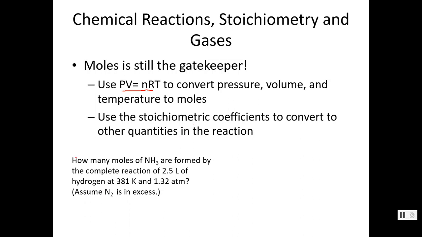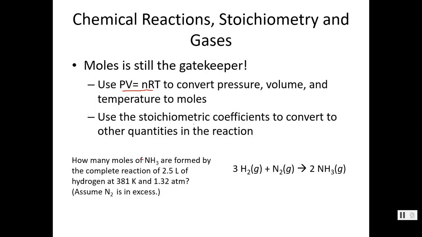So, for example, let's say I have this balanced chemical equation, and I want to know how many moles of NH3, so how many moles of product, are formed by the reaction of this volume of hydrogen, my reactant. I want to know from this volume at this temperature and this pressure of my reactant hydrogen, how many moles of NH3 do I have?